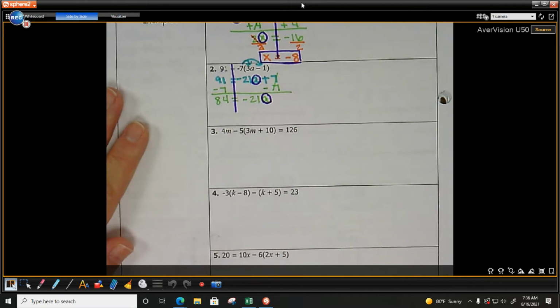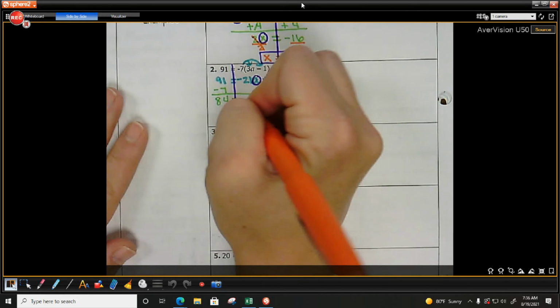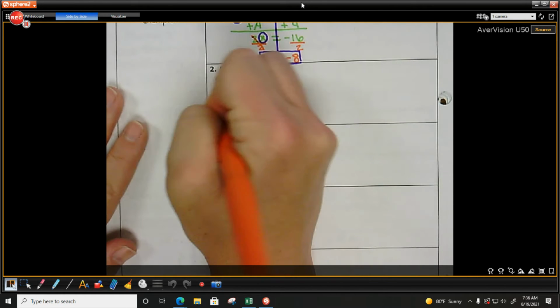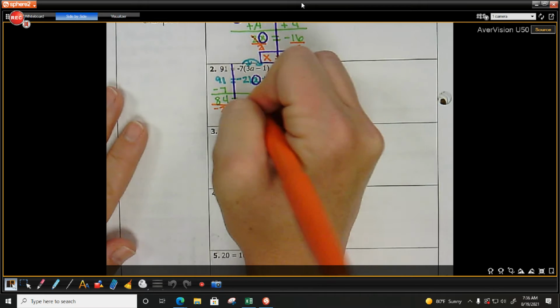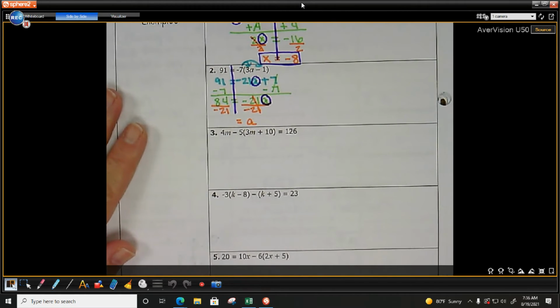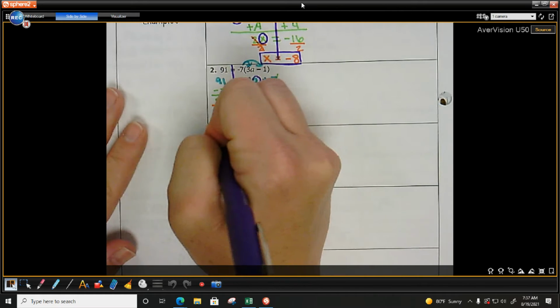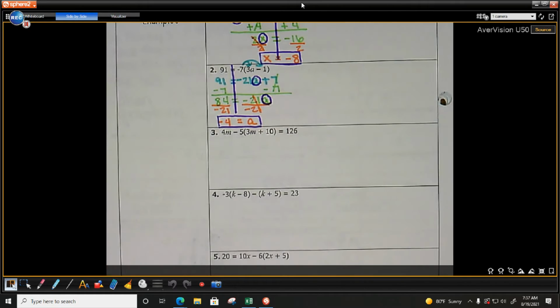Keep your A circled. What do we do next? Great job. Divide both sides by negative 21. Get rid of your coefficient. The way you get rid of your coefficient is you divide. So I get A equals. What's 84 divided by negative 21? Negative 4. And there we go. Again, guys, I cannot stress enough. Keep your work nice and neat and organized, and we always work down. Okay? Always work down.